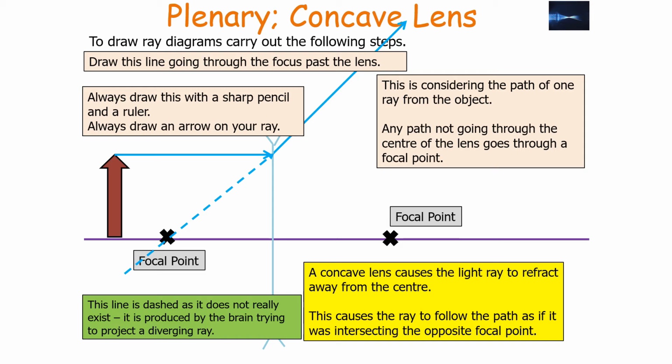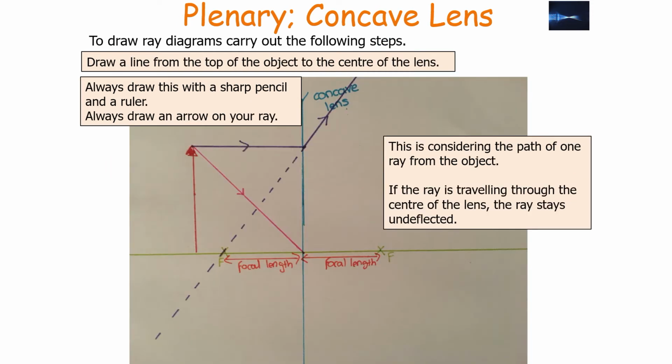It doesn't realize that the concave lens has in fact caused refraction. It's assuming that that diverging ray has just traveled straight back as such, like this. So a concave lens makes it appear as if the light is coming from the focal point on the left hand side. And at this point you'll then draw your second line in.